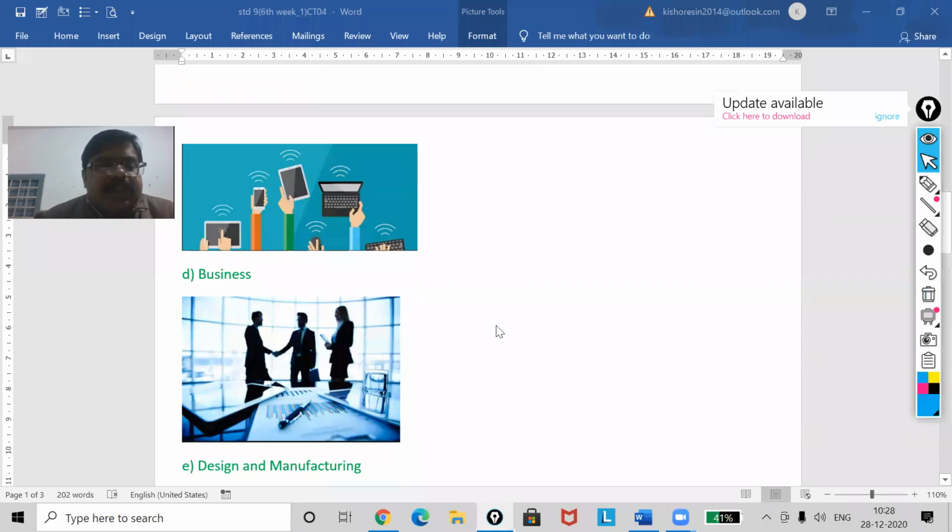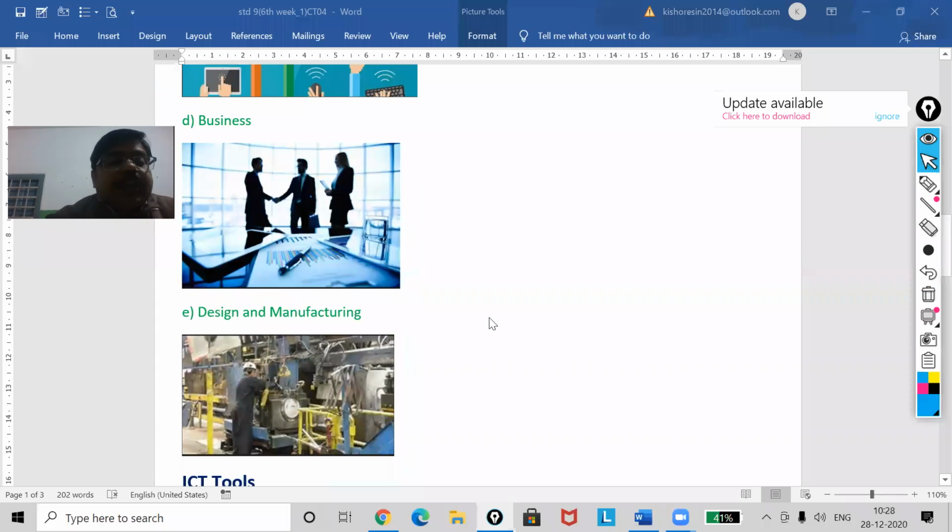Now, the next one is business, which I have already discussed. Now, the next one is design and manufacturing. The strength is that the use of ICT in the design and manufacturing industry led to the introduction of CAD. What is CAD? Computer aided design. And CAM also, computer aided manufacturing. Here CAD allows the designer to develop a detailed design of a product. And CAM, that is computer aided manufacturing, is used to manufacture accurate components of a product with a minimum tolerance, my dear.